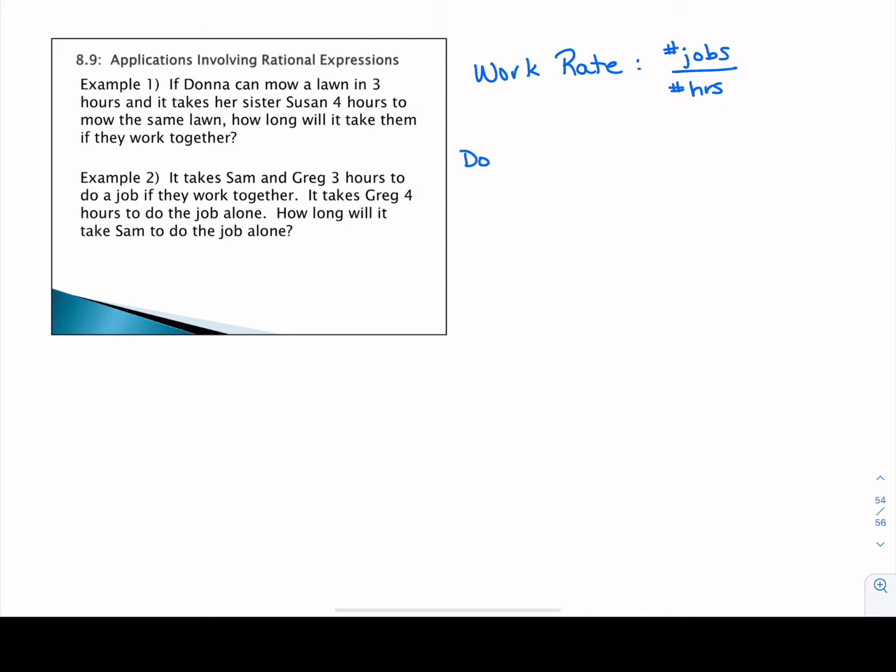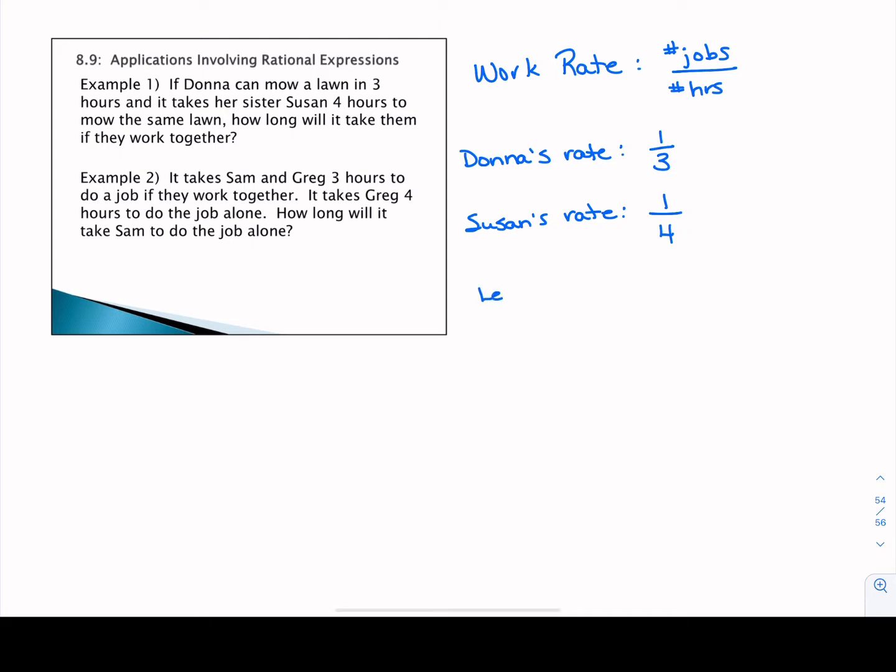If I take a look at Donna's rate of work in this situation, it says Donna can mow the lawn in 3 hours. So she can do one whole job in 3 hours. Another way to think about this rate is that she does a third of the job every single hour. Susan, on the other hand, takes a little bit longer, so Susan's rate is different. Susan does one job every 4 hours, or we can say that she does a quarter of the job every single hour. Now, what we're trying to find is how long it will take them if they work together.